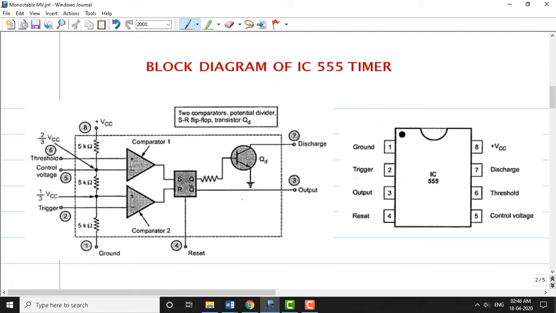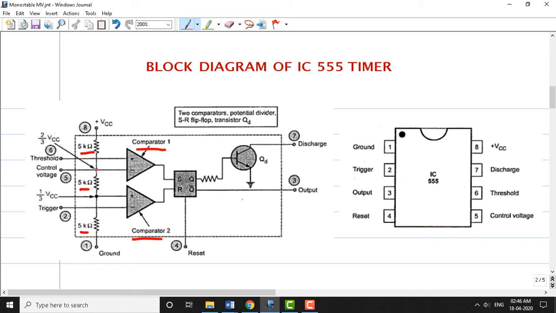So this block diagram we have seen in the last class also. Here we will just brush up the basic block diagram of the 555 timer. It contains comparator 1 and comparator 2, two comparators, and resistances. All the resistance values are 5 kilo ohms. That's why the name is the triple five timer.